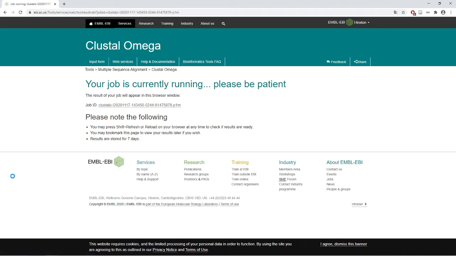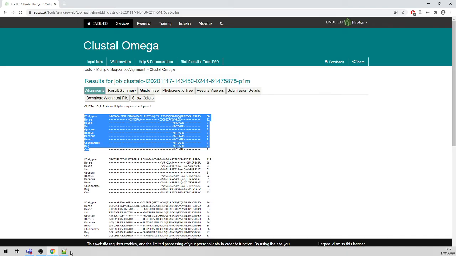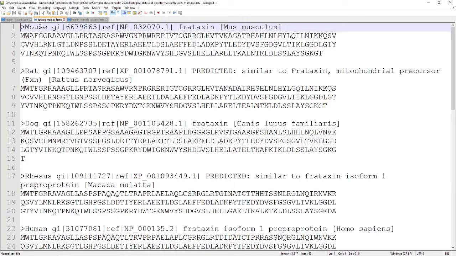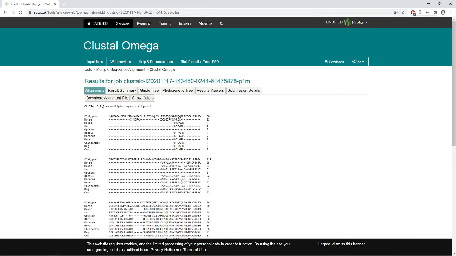It will take a minute or something. Okay, we have it now. You can see the different organisms that we have inputted here: the mouse, the rat, the dog. And we see them here with the different sequences.